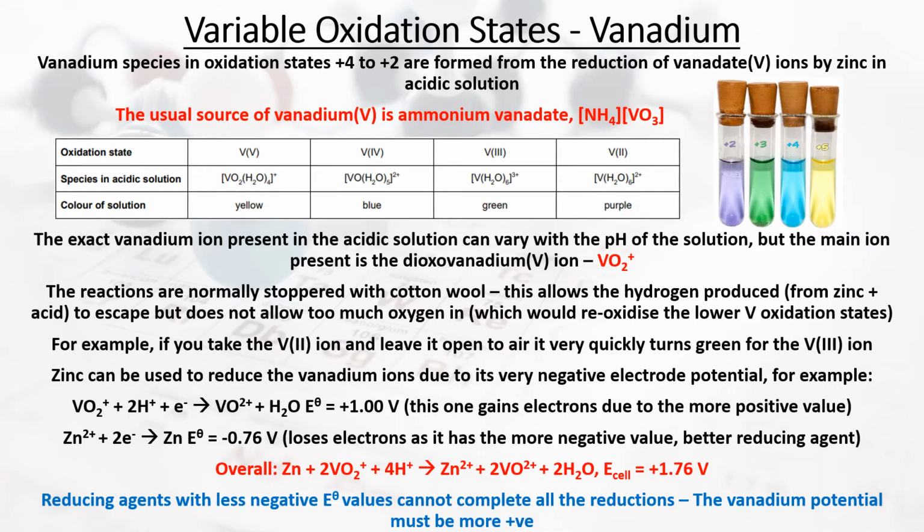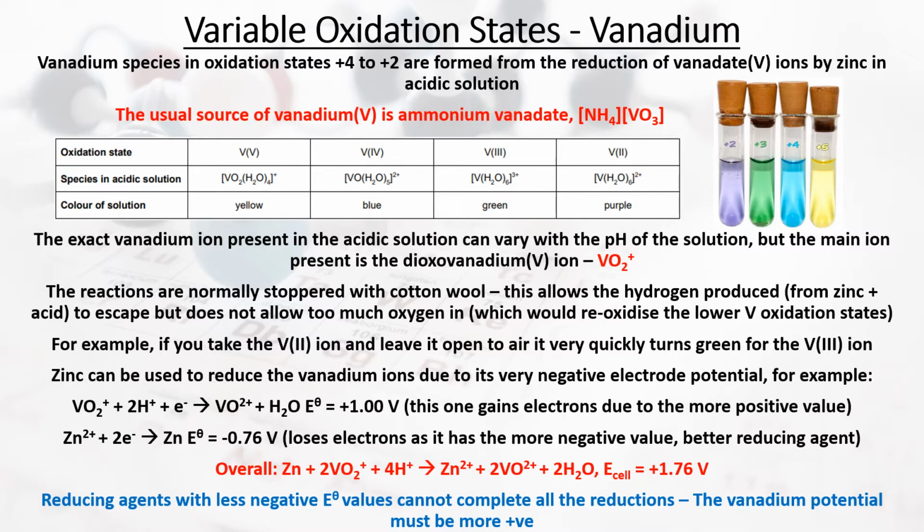water. And remember that when we calculate our E cell values, we do the cell on the right minus the cell on the left. In this case, that means that when we put our numbers in, it actually comes out to be positive 1.76 volts. So quite a high E cell value here, showing this is a very feasible reaction. Now, the reason we use zinc is because if we have reducing agents that have slightly less negative electrode potential values, they can't complete all of the reductions. And so what I've shown you here is essentially the electrochemistry for that first reduction, from the +5 to the +4.